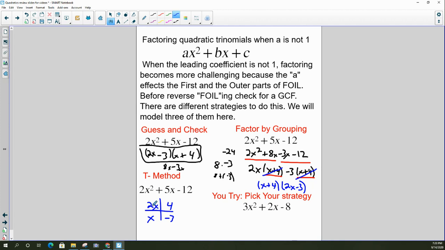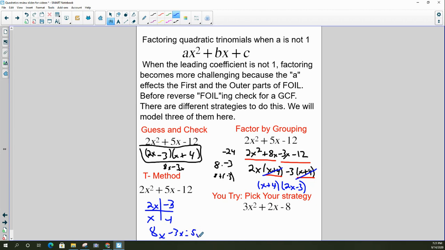So here I'd cross multiply, I get 2x times negative 3, that's negative 6x. And then x times 4 is 4x. Does that add up to 5? And that one doesn't. Okay, so I got to erase that, and I got to try something different. All right, so if I tried negative 3 here and 4 here, now when I cross multiply, 2x times 4 is 8x. x times negative 3 is negative 3x, and that does add up to 5x.